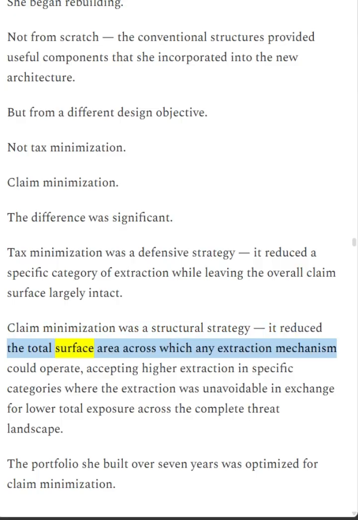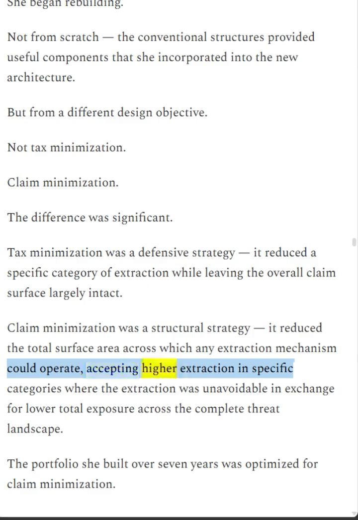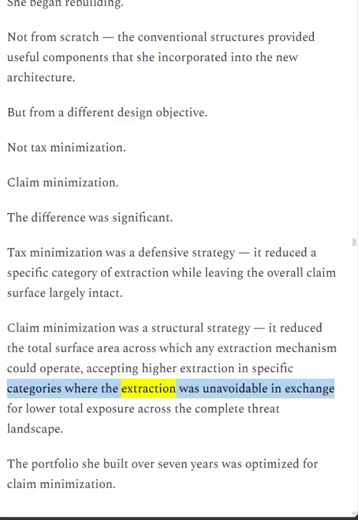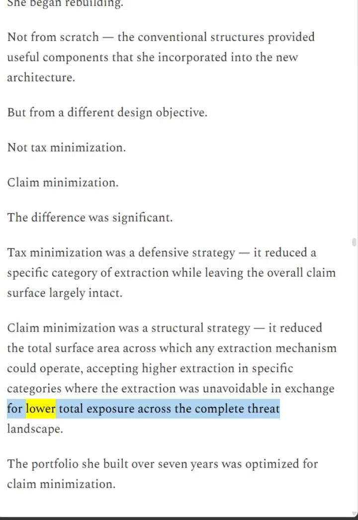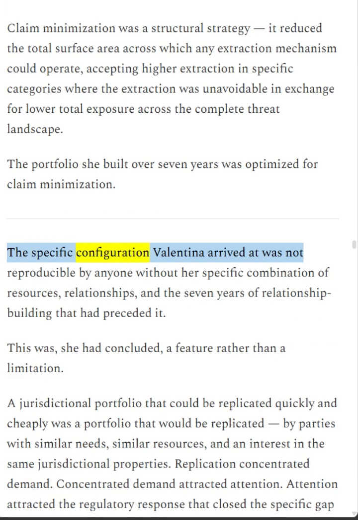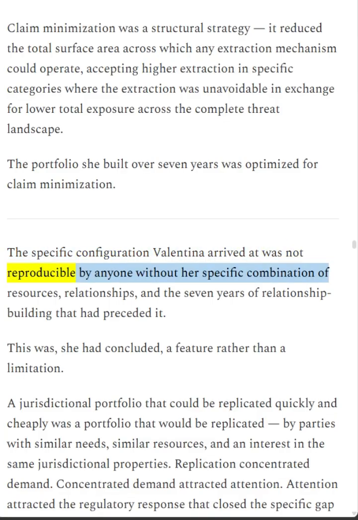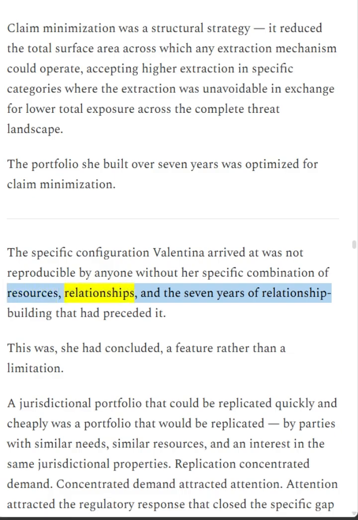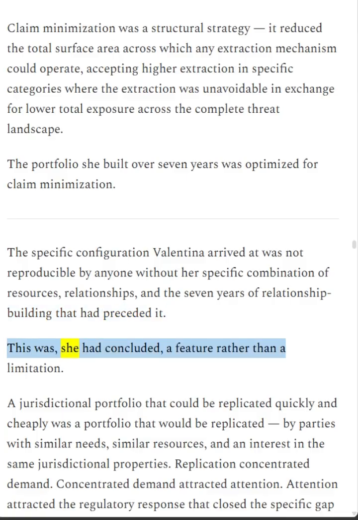It reduced the total surface area across which any extraction mechanism could operate, accepting higher extraction in specific categories where the extraction was unavoidable in exchange for lower total exposure across the complete threat landscape. The portfolio she built over 7 years was optimized for claim minimization. The specific configuration Valentina arrived at was not reproducible by anyone without her specific combination of resources, relationships, and the 7 years of relationship building that had preceded it. This was, she had concluded, a feature rather than a limitation.